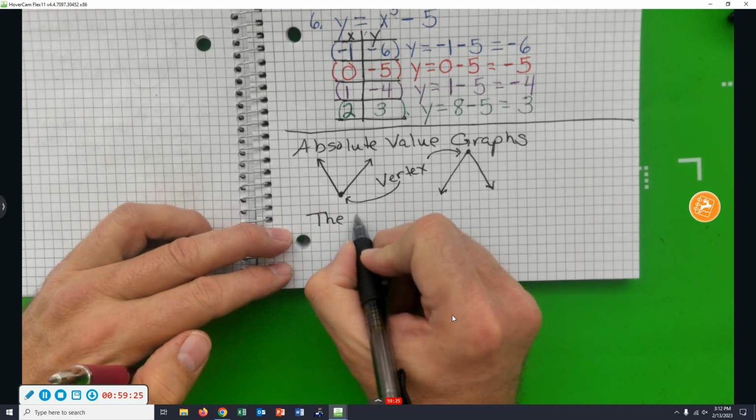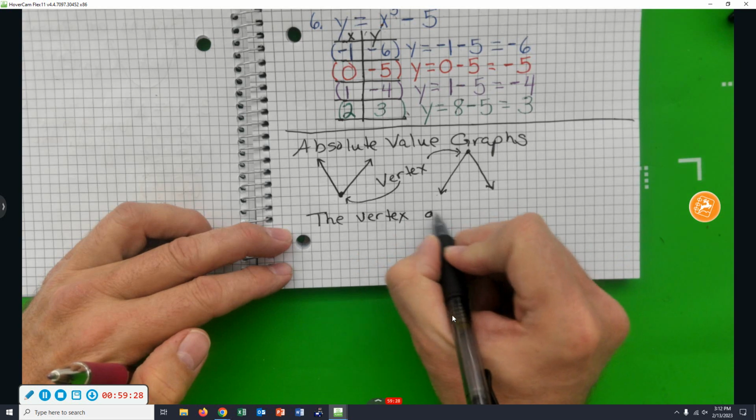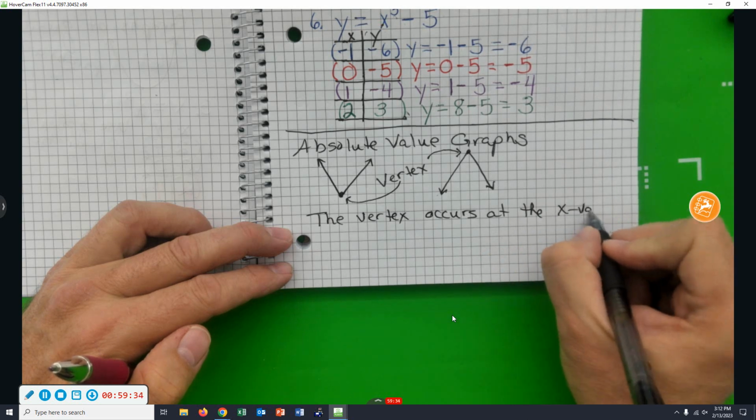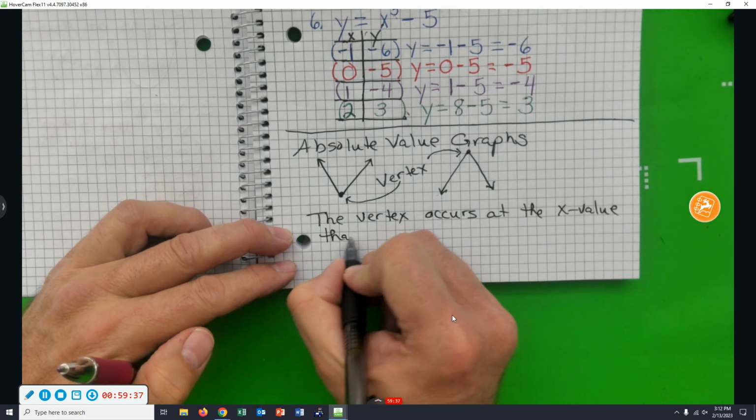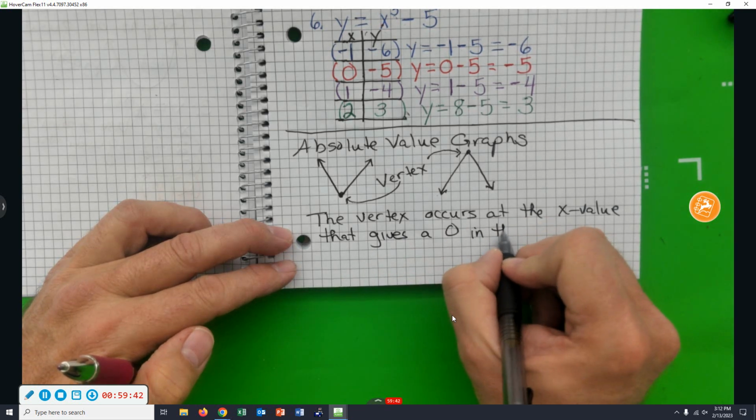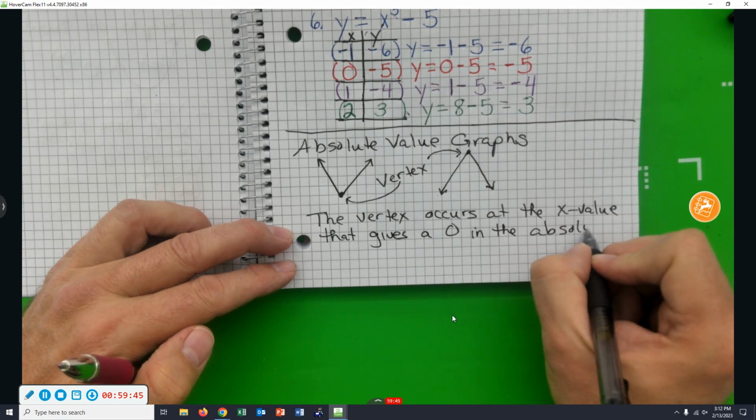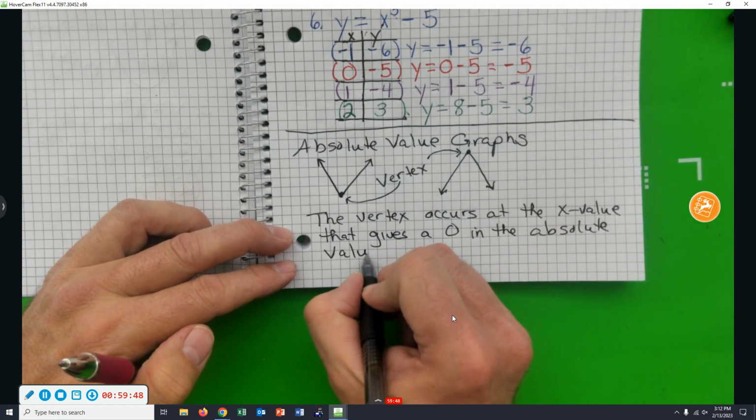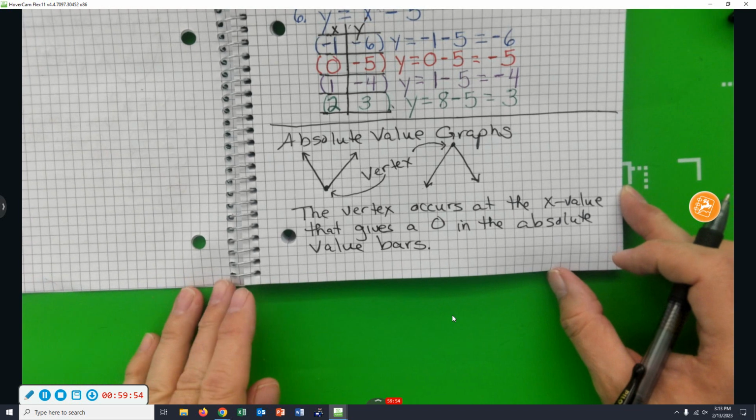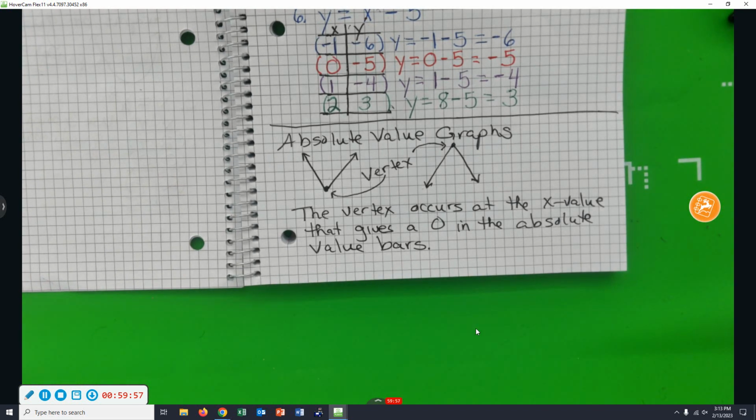The vertex occurs at the x value that gives a 0 in the absolute value bars. That's going to be significant in a moment. The vertex occurs at the x value that gives a 0 in the absolute value bars.